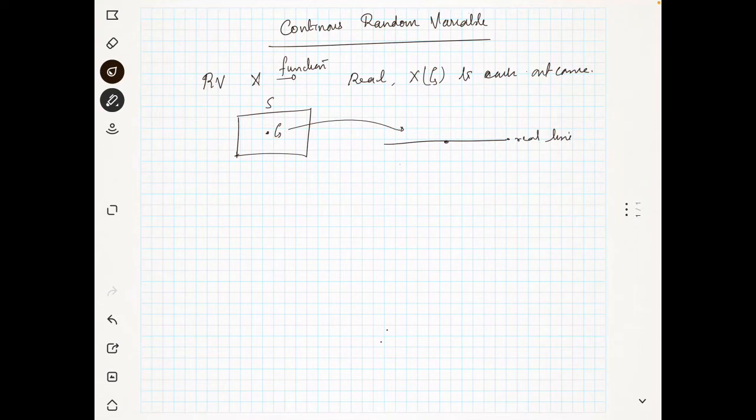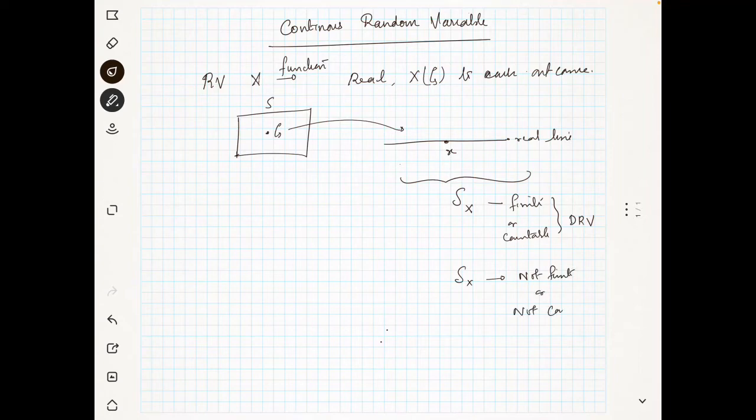So basically, suppose this is the sample space and X maps it. If this set is finite or countable, then we will say it is a discrete random variable. If it is not finite or not countable, then we will say this is the continuous random variable. Okay, so we are talking today about the continuous random variable.